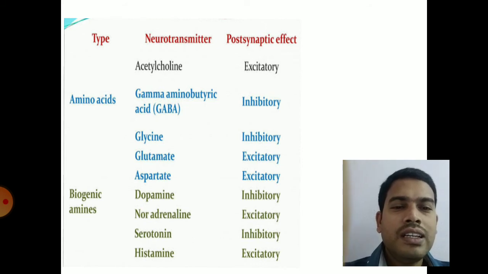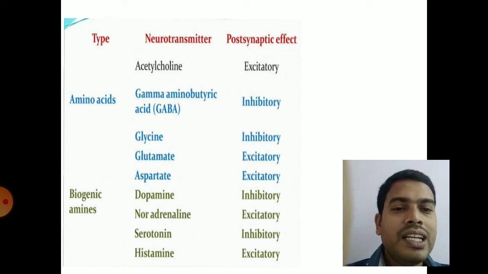So these are the different neurotransmitters obtained from amino acids. Gamma aminobutyric acid is obtained from glutamate: glutamine to glutamate, glutamate to gamma aminobutyric acid. So it is an inhibitory neurotransmitter. Glycine is again an inhibitory neurotransmitter. Glutamate is excitatory. Aspartate is excitatory.